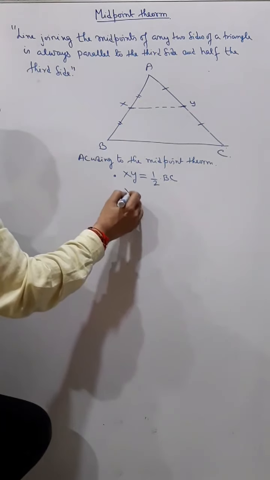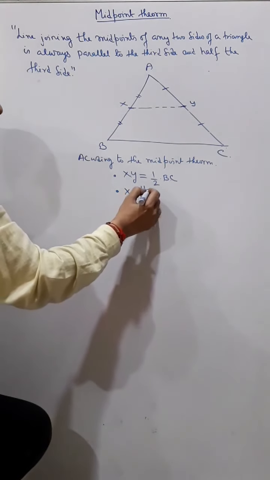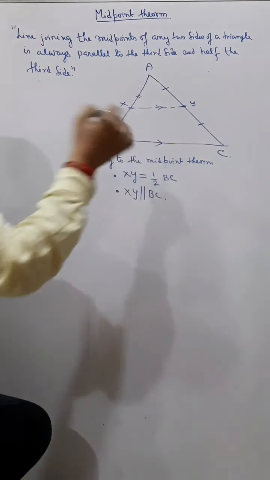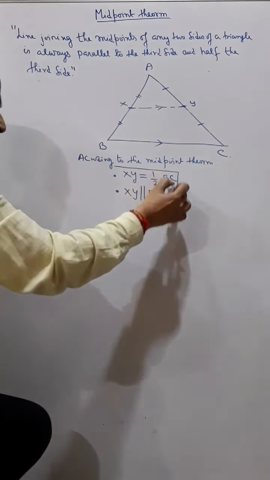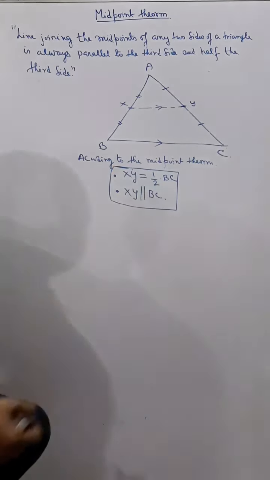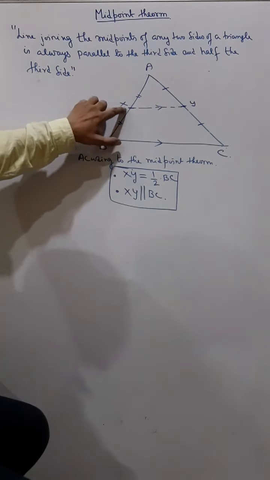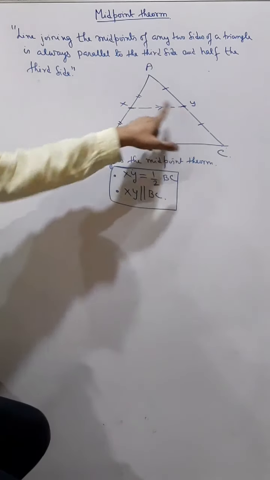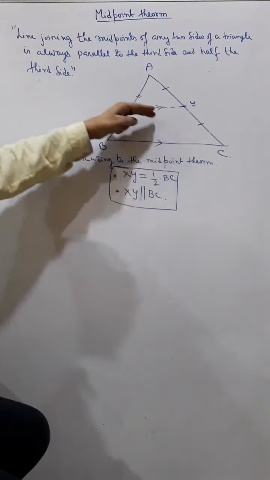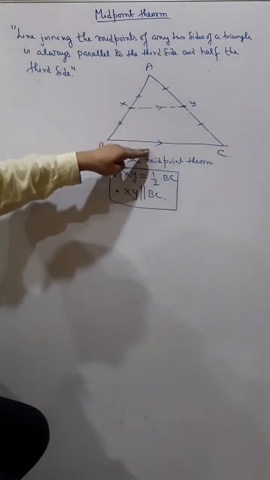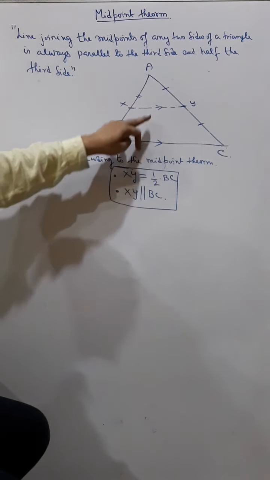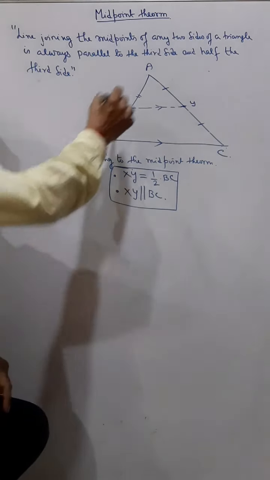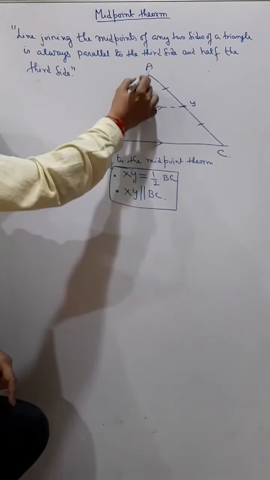And XY is always parallel to BC. So that means this XY will always be parallel to BC. Okay, understand? So this is the midpoint theorem. So that means if I join the midpoints of any two sides of the triangle, that line, that is XY in this figure, XY will always be parallel to the base, parallel to BC, and XY will always be half of BC. Understand?